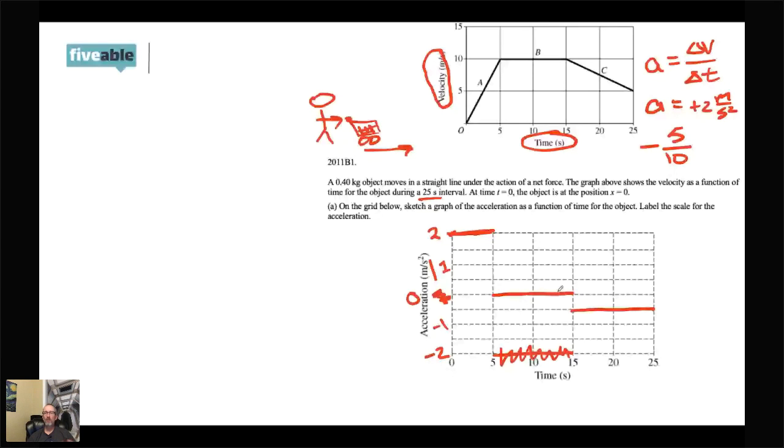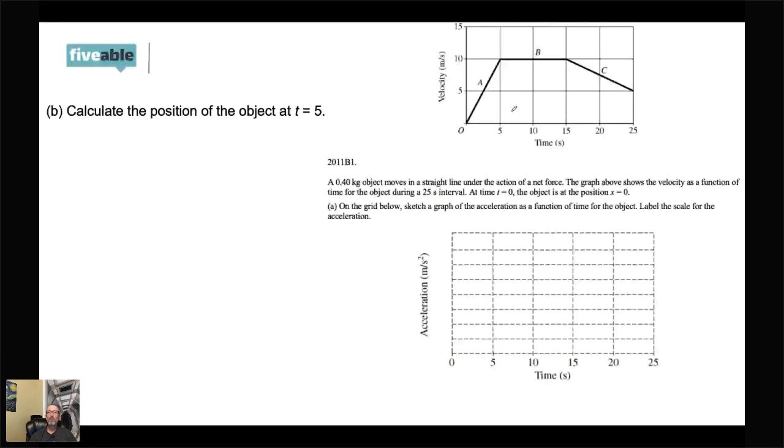But we talked through it, so you kind of saw what happened. So let's go ahead and take a look at the next part. It says calculate the position of the object at t equals 5. So they want us to calculate the position of the object at t is equal to 5. So let's think about what we know. We know that our elapsed time is 5 seconds.